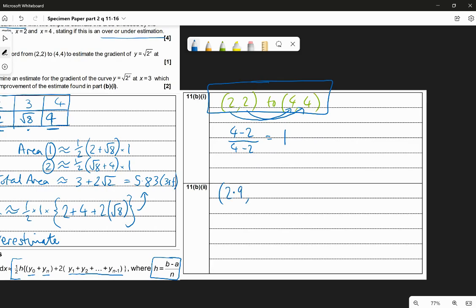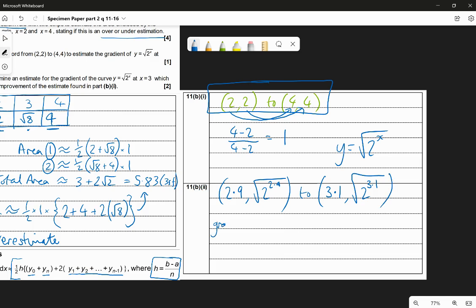When x is 2.9, since the equation of the graph is y equals root of 2 to the power of x, then the y coordinate will be the square root of 2 to the power of 2.9. Then the other point I'm choosing is 0.1 to the right of x equals 3. So 3.1. When x is 3.1, the y coordinate would be the square root of 2 to the power of 3.1.